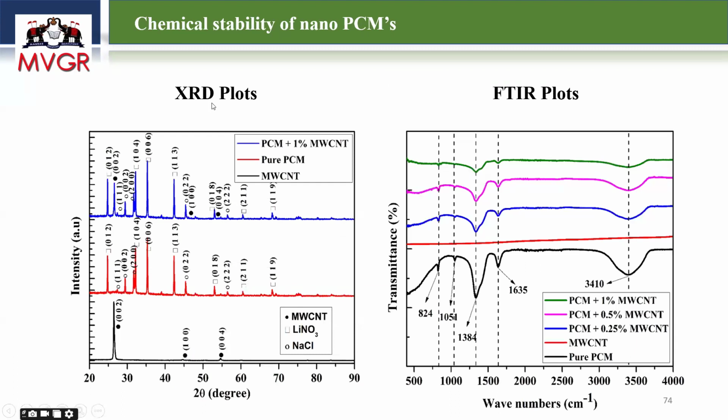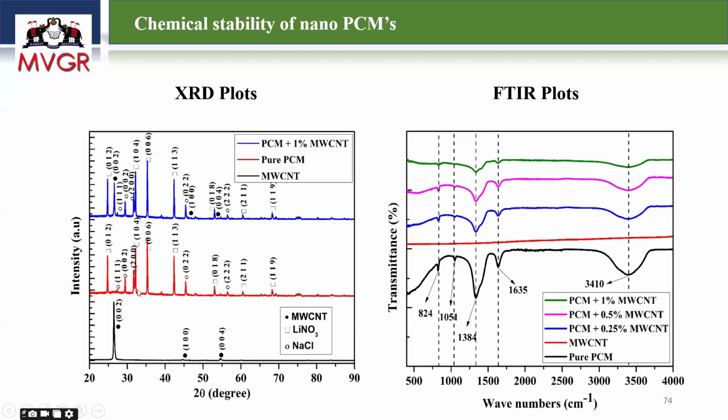Similarly, I have to check the chemical stability. That is possible by using XRD plots and FTIR plots. Multi-wall carbon nanotubes are nothing but carbon structure, so you can see my carbon peak. And the lithium nitrate and sodium chloride peaks are available. This is the pure PCM, where all the sodium chloride and lithium nitrate peaks are available.